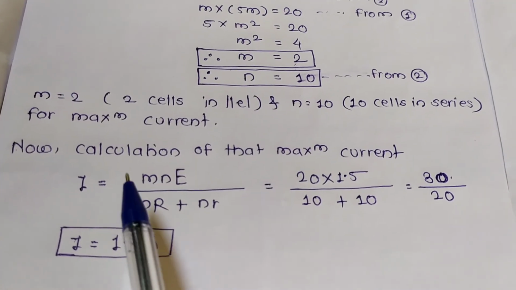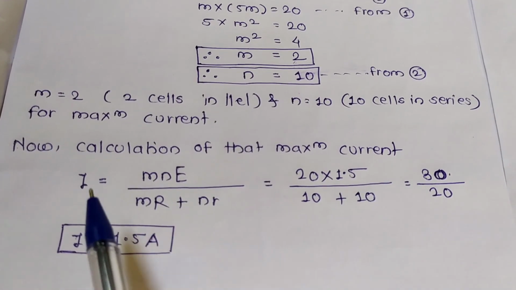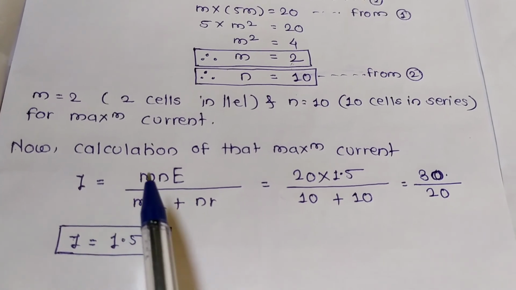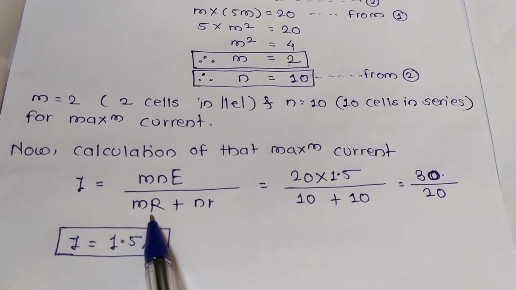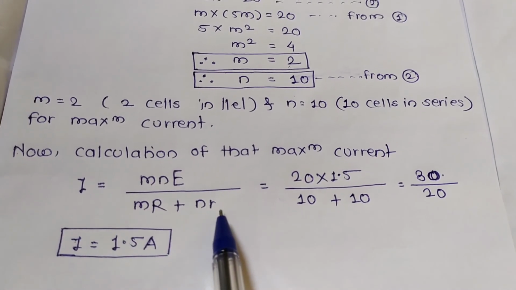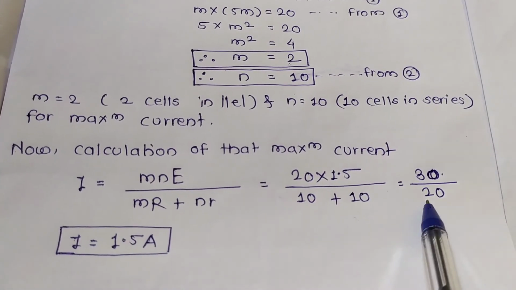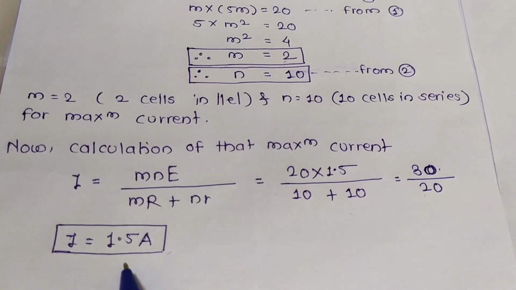Now find out the maximum current. I is equal to m n E divided by m R plus n r. Calculation. Easy calculation.